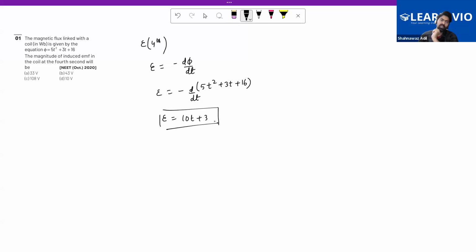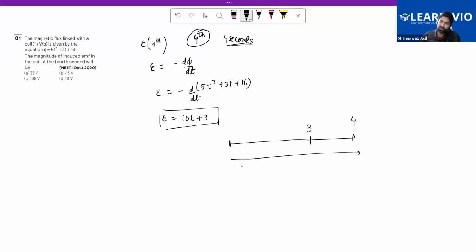Now, if we look at the question carefully, right? They are saying that what is the induced EMF in the fourth second, not in 4 seconds, right? Not in 4 seconds, but in the fourth second. So what we can do is that we can calculate, let's say, up to 4 seconds, right? And then we can calculate up to 3 seconds, and then we can just calculate the 4 second minus the 3 second. So this would be the fourth second, right?